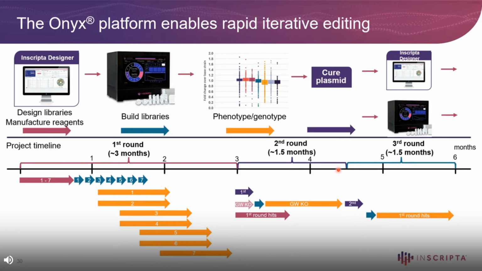Now, obviously, this timeline can change a little bit depending on your strategy that you used. So 7 libraries in a first round is a fairly large number of libraries. So you could probably cut that down to a smaller number and decrease the amount of time that's spent in this first round, which would shorten this total timeline for the project. Okay, so that's talking about time.